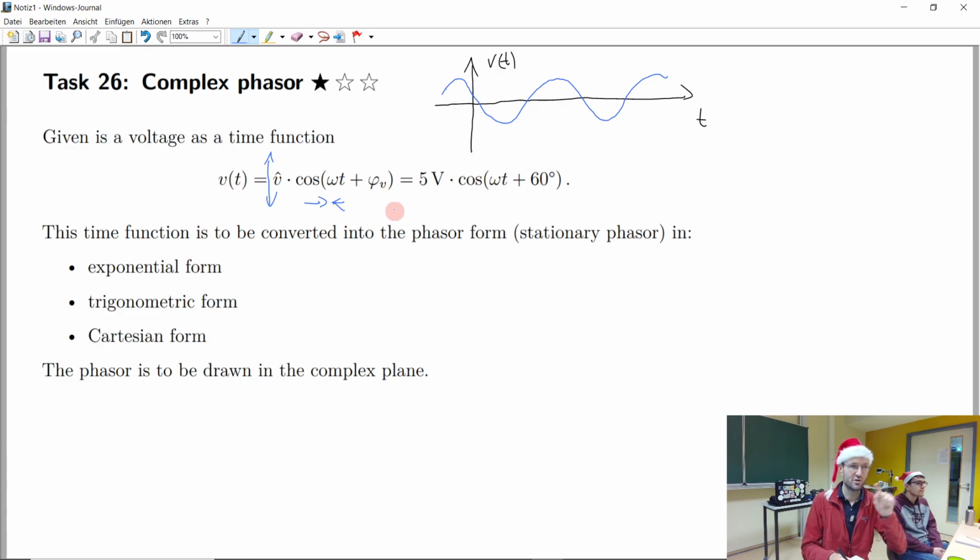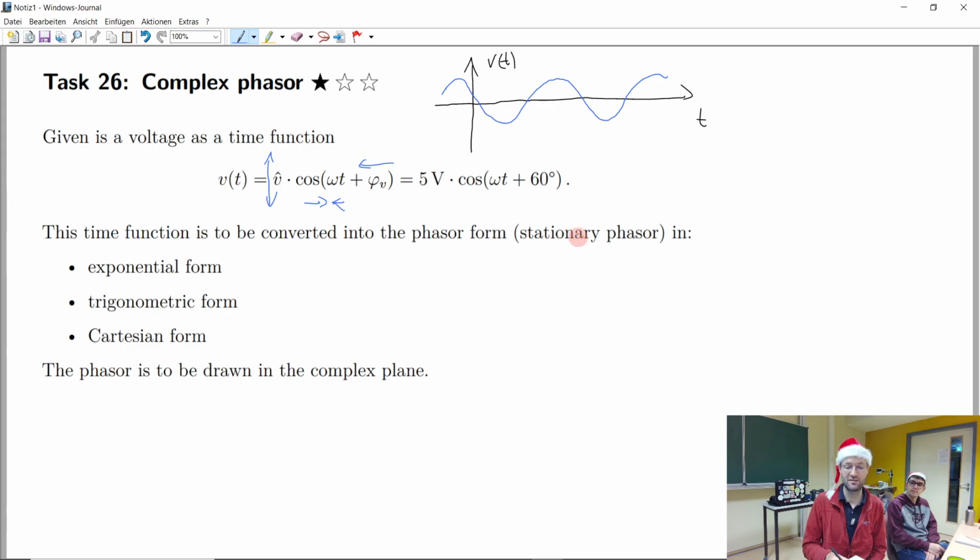Yeah, so this does not change the scale, but let's say shifts the function left and right. And it's the same thing that if we increase phi, then we shift the function to the left. If we have a negative phi, then we shift it to the right. Okay, and so now we want to convert this time function or express this time function in the frequency domain as a complex phasor.